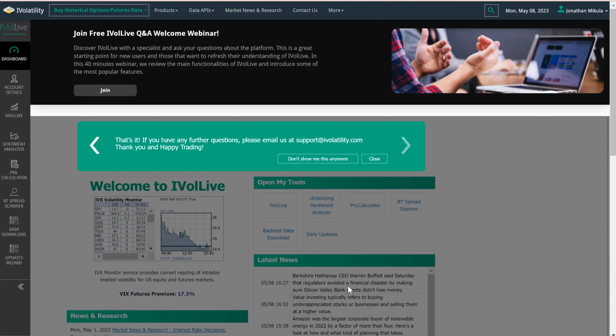Yes, about 70% of our users are retail traders. So I try to hone in on the tools that are most useful, which would be the scans on IVolLive, the P&L calc, and then two, the sentiment analyzer. I think that's a really good tool because it shows you the underlying sentiment for a particular name.